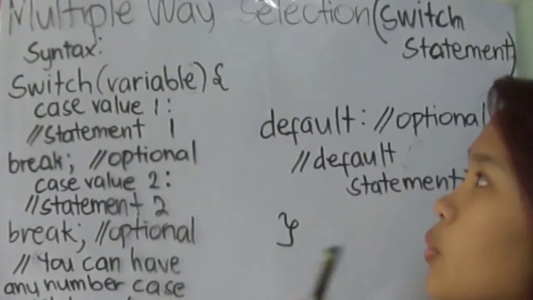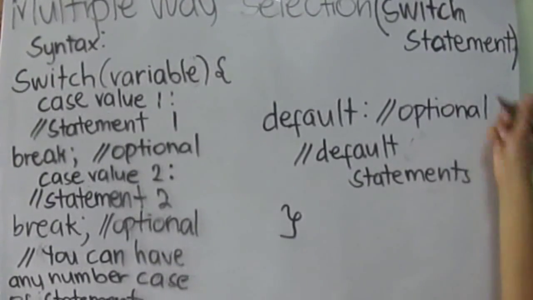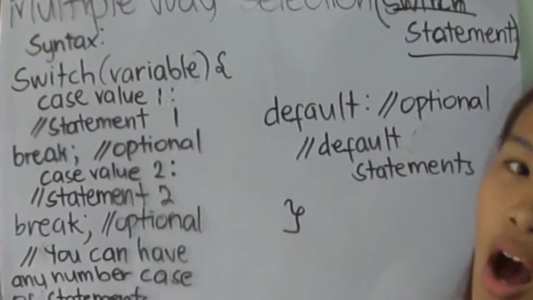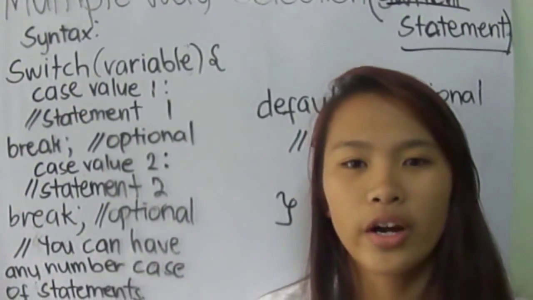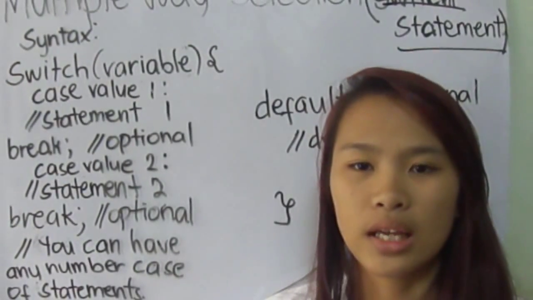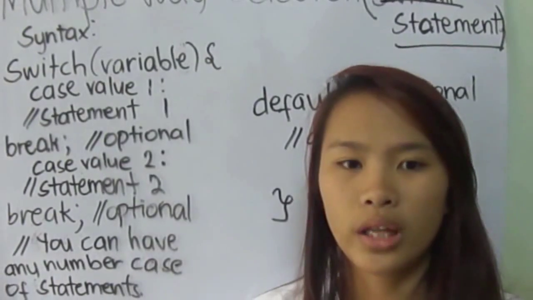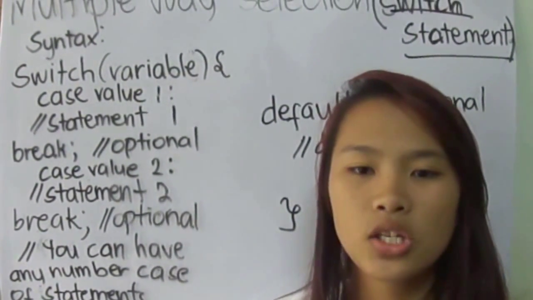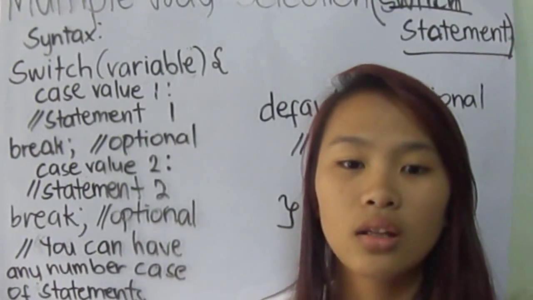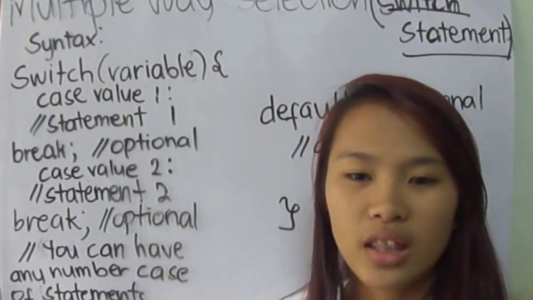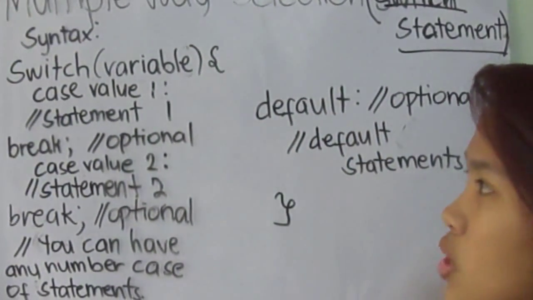Here is the other way in multiple way selection, the switch statement. A switch statement allows a variable to be tested for equality against a list of values. Each value is called a case, and the variable being switched on is checked for each case. And now, here's the syntax for switch.